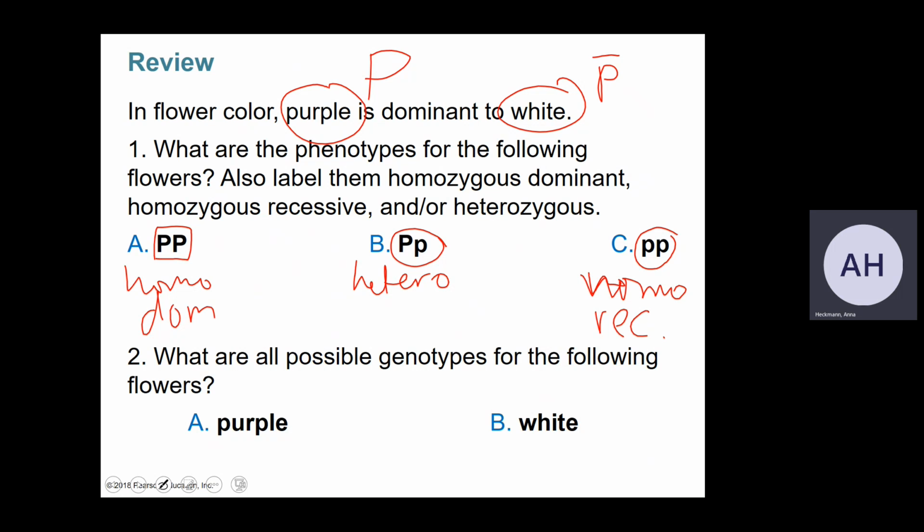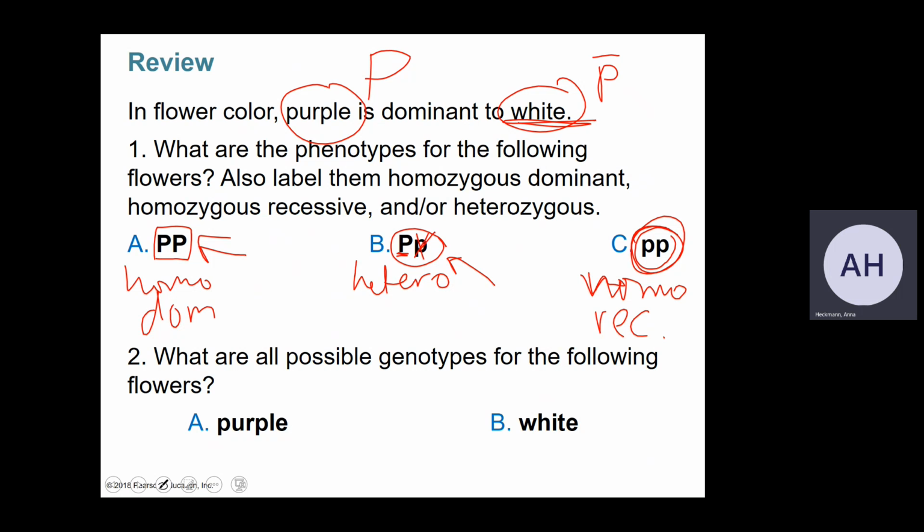As for phenotypes, letter A has both dominant, so it's going to have the dominant phenotype, which is purple. So A is going to be purple. Letter B is heterozygous. It doesn't matter that there's a recessive allele here. All that matters is the dominant allele. So we see the dominant phenotype, and that is purple. So B is going to be purple. And C only has recessive alleles, so that's going to show the recessive phenotype, which is white.